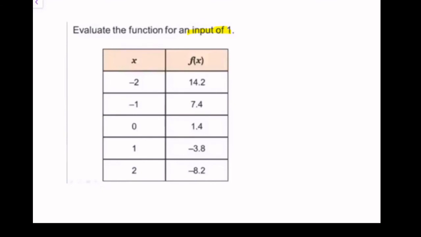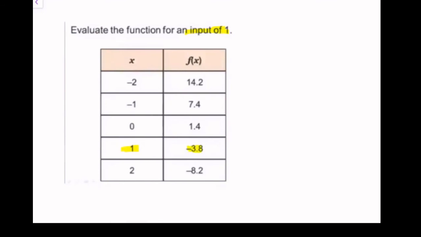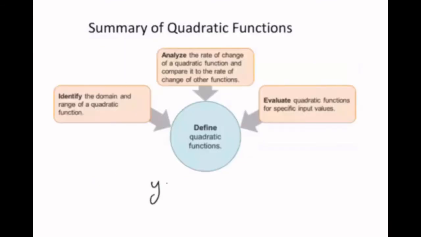Let's finish off this week 4 lecture with one more example just to make sure we understand. Evaluate the function for an input of +1. We just have a table. Input means x, or my domain. I find +1. What does it correlate with? -3.8. So again, input of 1, when the x value is 1, when the domain is 1, f of 1 equals -3.8.